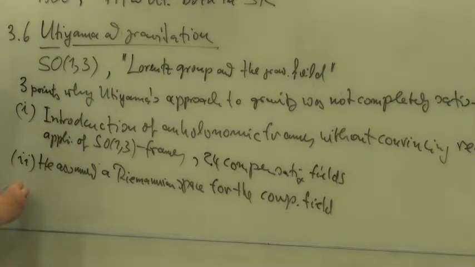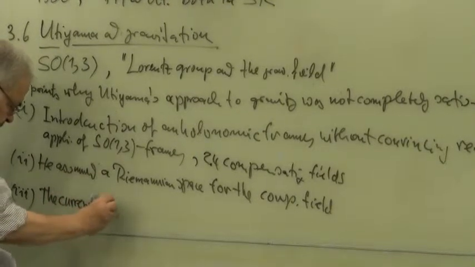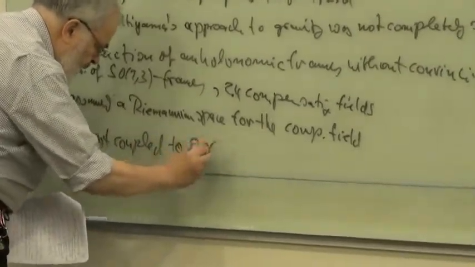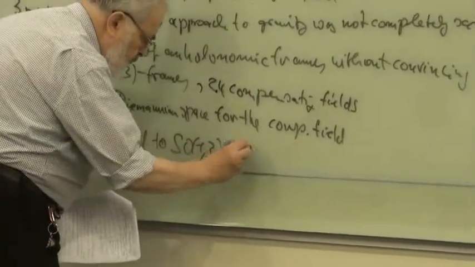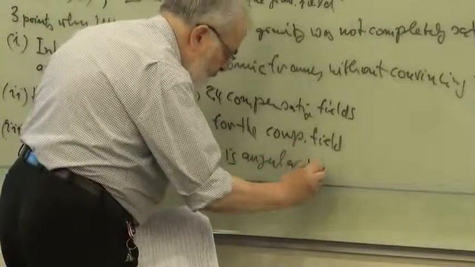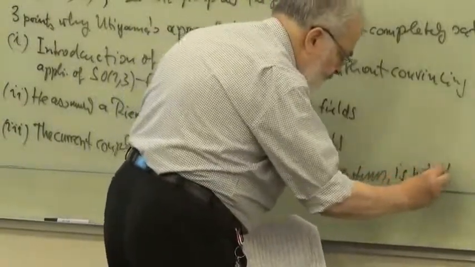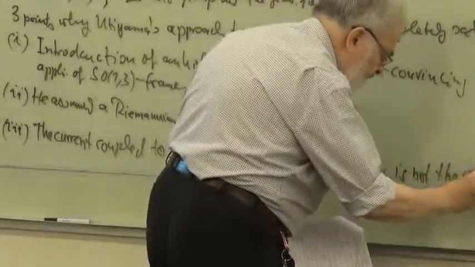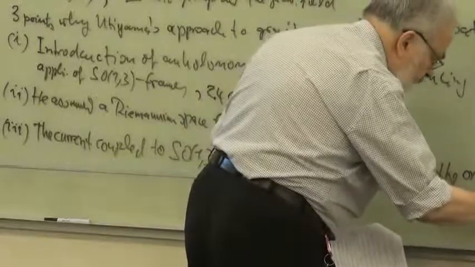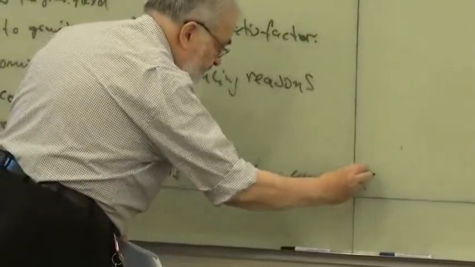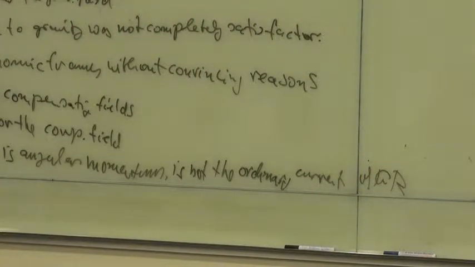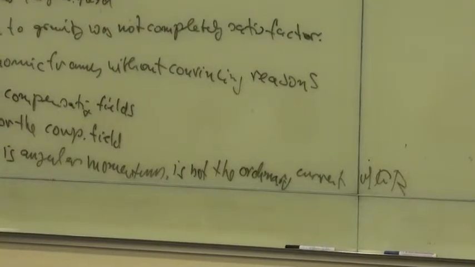And the third reason, which is perhaps for me the strongest, is that the current coupled to SO(1,3) is angular momentum, not the ordinary current of GR. We know that in general relativity it's energy-momentum, which of course is related to translations, but since he starts with the Lorentz group, he only finds this current.